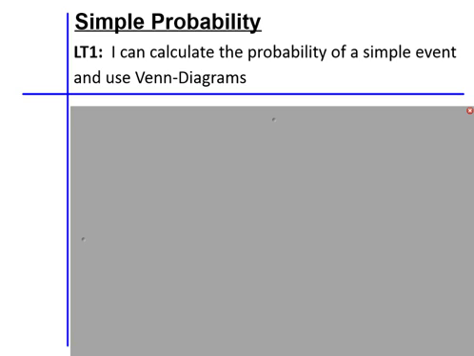This video is going to start our topic on probability. This lesson is on simple probability, and it's our first learning target. We're going to learn how to calculate the probability of a simple event and also use Venn diagrams to show possible outcomes as well.